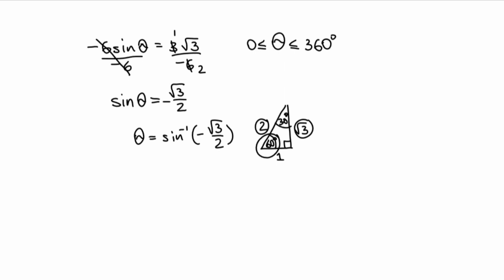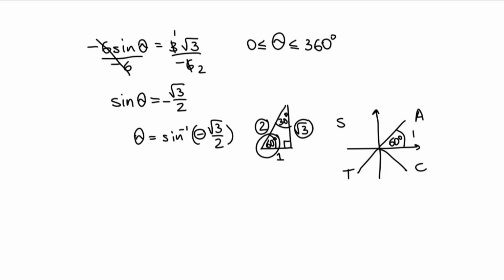60 degrees will not be one of our solutions. Why? Here is why. According to the CAST rule, C-A-S-T, the sine ratio is negative in quadrant 3 and in quadrant 4. It is positive in quadrant 1 and in quadrant 2. The ratio that we have here is negative, and the angle of 60 degrees is located in quadrant 1.